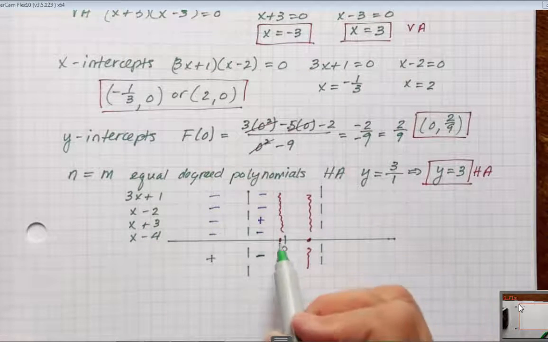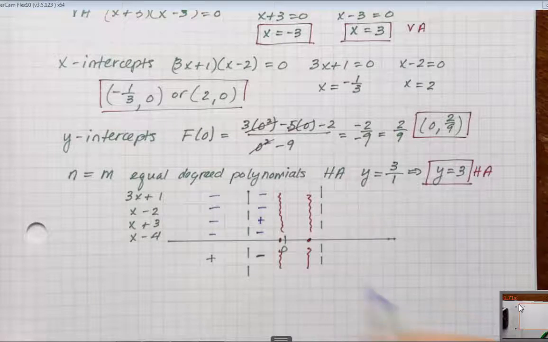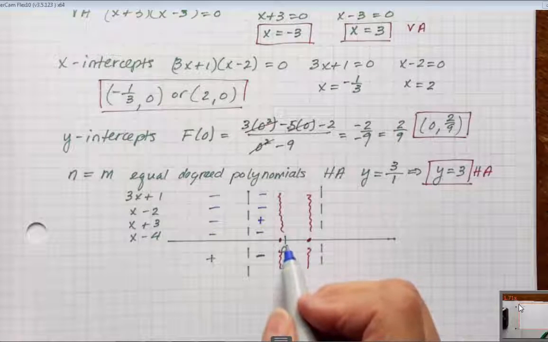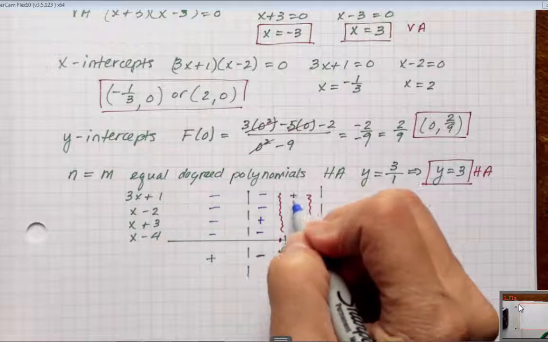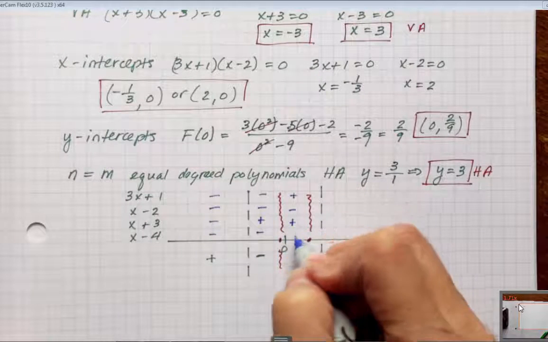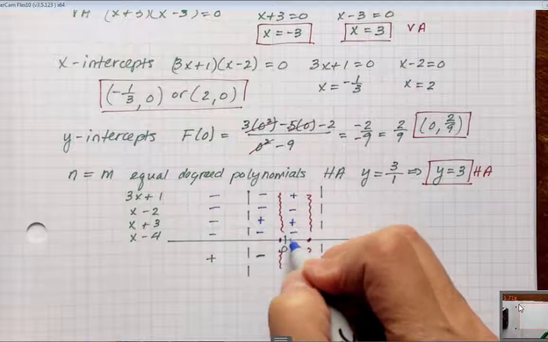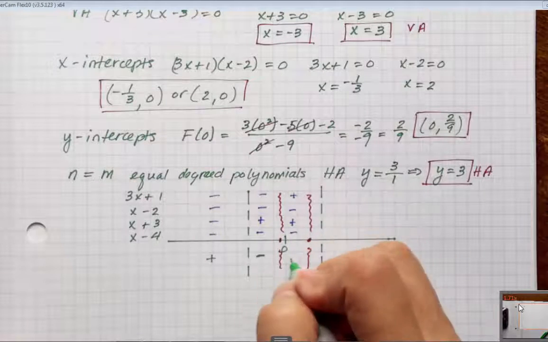Then a number between negative 1/3 and 2, I'm just going to pick 0. So this becomes positive, negative, positive, negative. I have an even number of negatives. That means that my function overall is going to be positive.